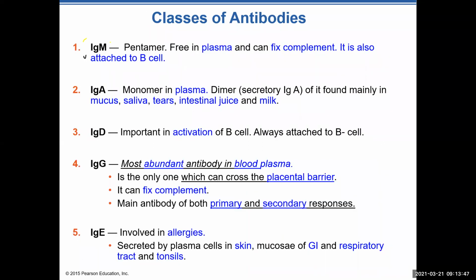And this IgM is very important in complement fixation. So if the question says to name an immunoglobulin which is a pentamer and which can fix complement, you can say it's IgM. Is it clear to everyone about IgM?